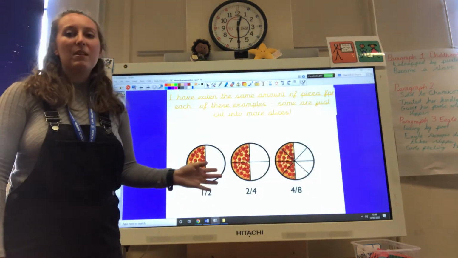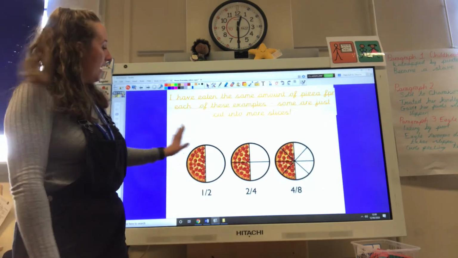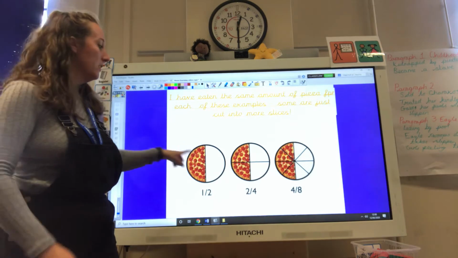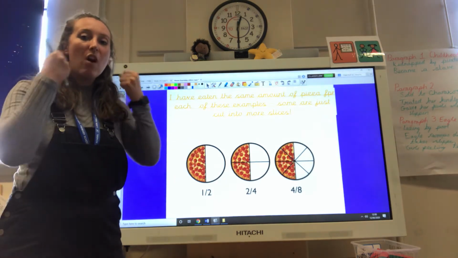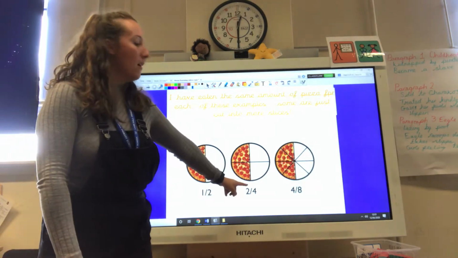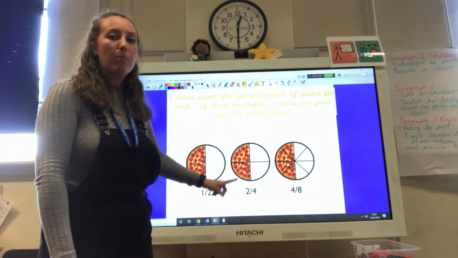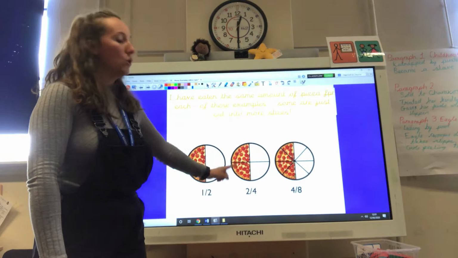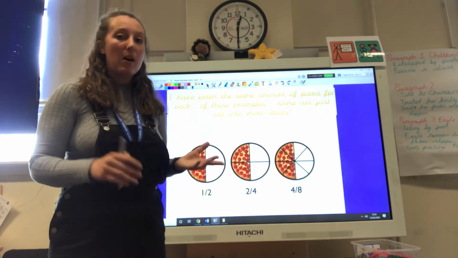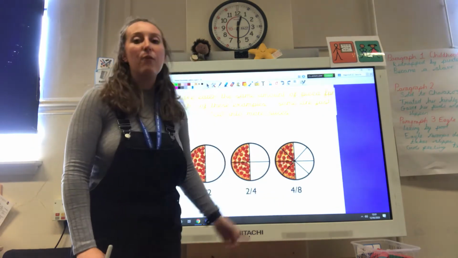So here are some examples using some pizza I've eaten. Here, I've split my pizza into 2 big parts. I've split them into halves. And I ate 1/2 all in one go. I ate half the pizza. This time, I split my pizza into 4 equal parts, into quarters, and I ate 2/4. This time, I split my pizza into smaller parts called eighths, and I ate 4 of them.